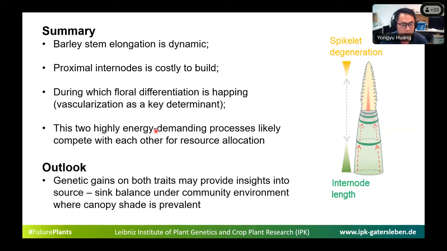And I think an outlook is that further genetic study on this proximal internode elongation may provide insights into source-sink balance under community environments, wherein canopy shade is very prevalent.